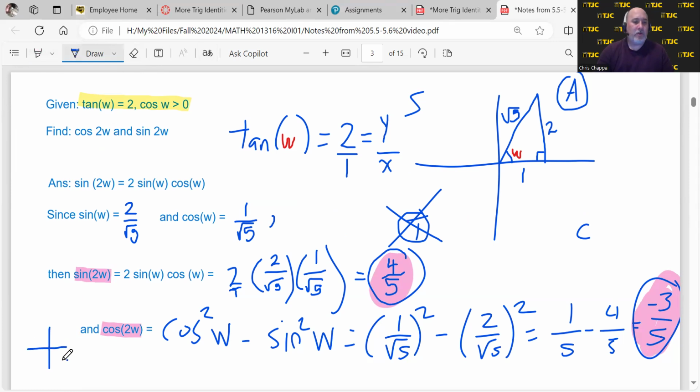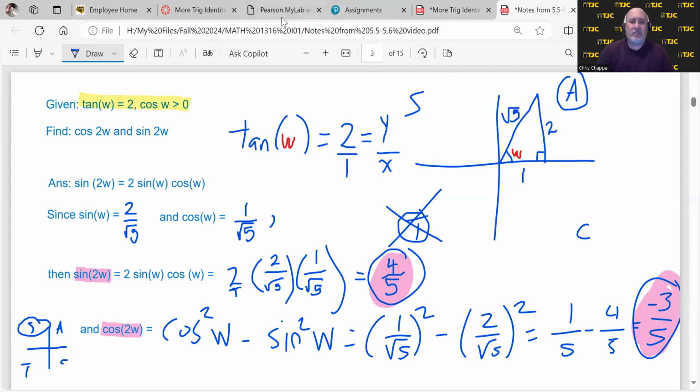Well, where is cosine positive? Excuse me, where is sine positive, but cosine negative? And the answer is there. So without even doing any extra work, we know that 2 times W would be in quadrant 2. W was in quadrant 1. 2 times W was in quadrant 2. So W had to be more than 45, but less than 90.